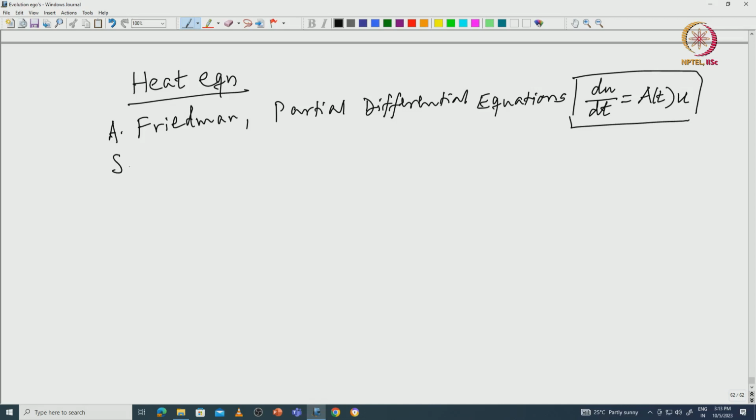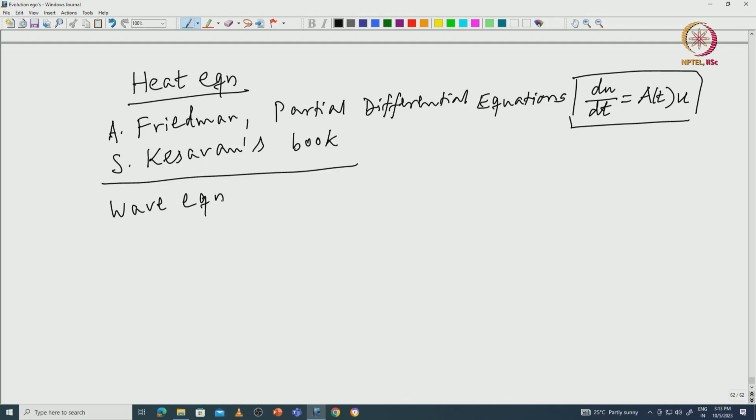Also Keshavan's book, Functional Analysis and Applications, contains a discussion on hyperbolic equations, in particular the wave equation. The wave equation we discussed in two Hilbert spaces. One Hilbert space is HD cross L2, and the main reference for this is Lax and Phillips, Scattering Theory.